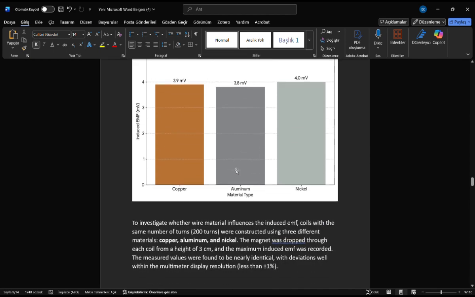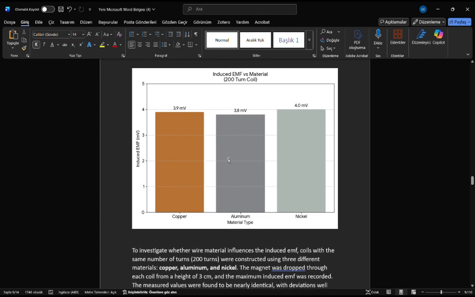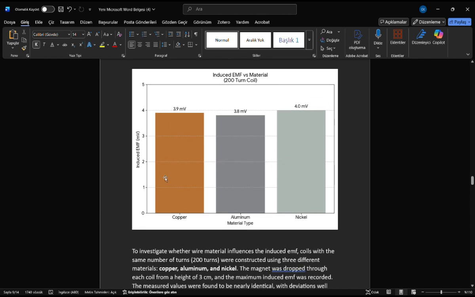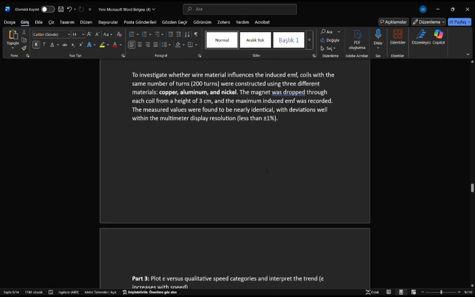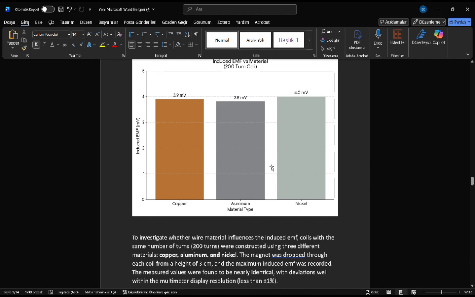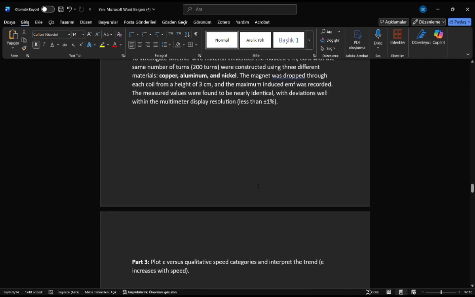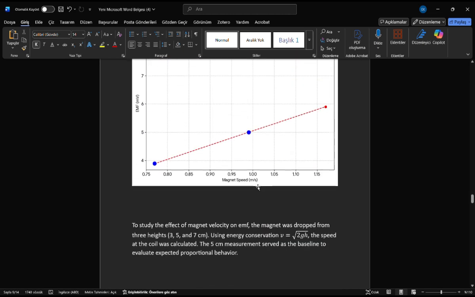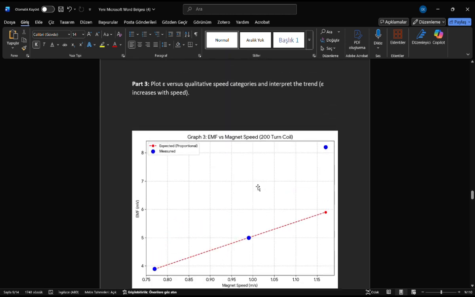Alright, here is my second table that shows the different materials' results, and this one got even less than 1% of error rate. These are pretty much the same. And my last graph shows the speed.